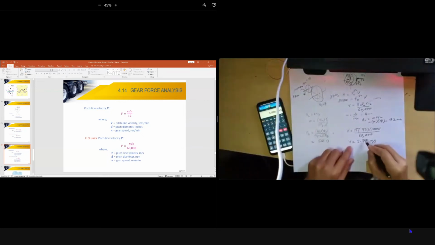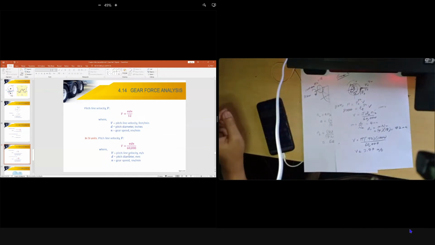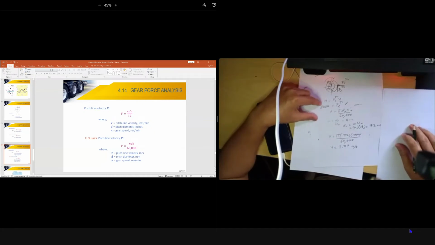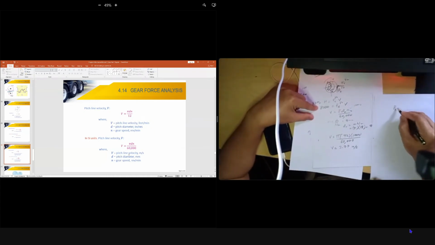Okay, so we have V is 3.77 meter per second. That will be our V. Once we know our V, then we can get our FT. So FT32 equals 8,000 watt, so that's 1 kilowatt over 3.77 meter per second.